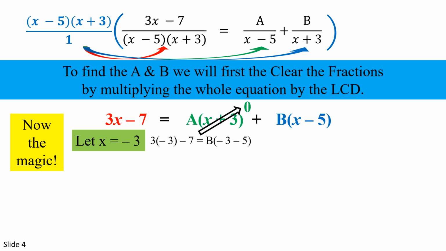So when we plug -3 in for the x on the left side, we get 3 times -3 minus 7. And on the right side, we get B times -3 minus 5, which gives us -9 minus 7 on the left, and on the right, B times -8. -16 equals -8B. Divide both sides by -8. So now we know B is 2.